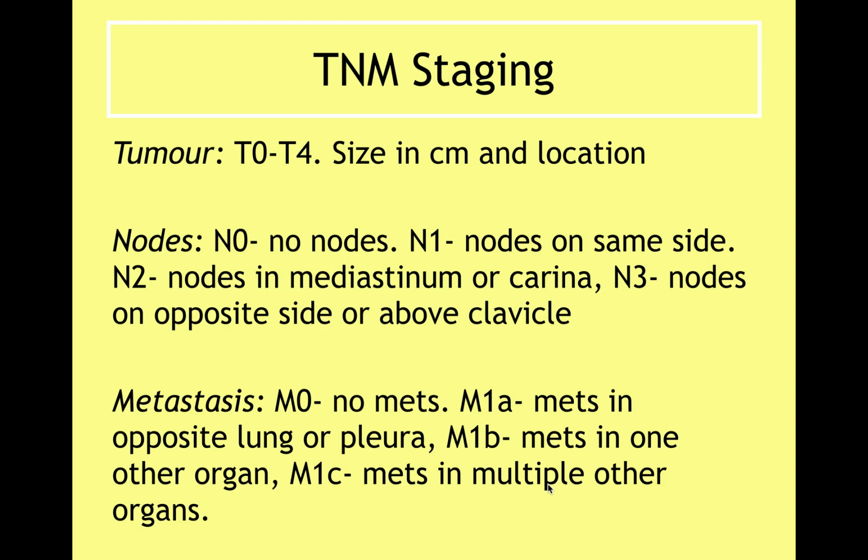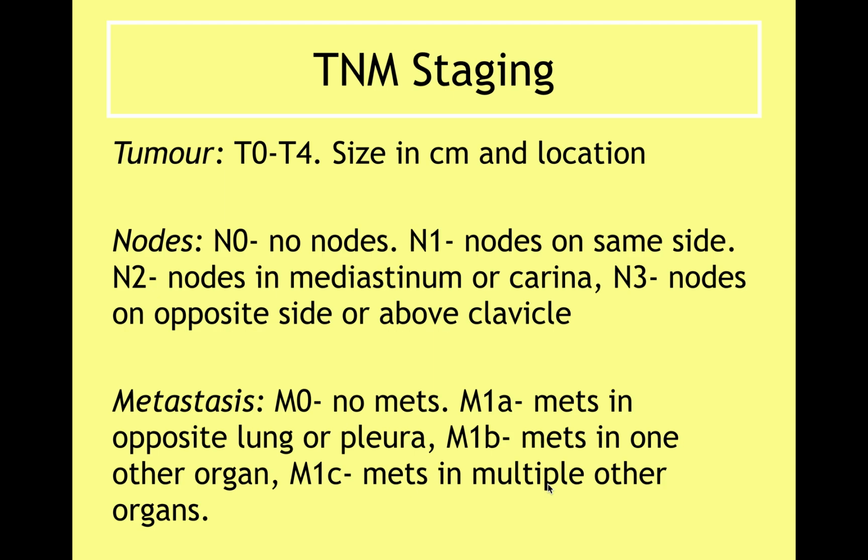depending on its size. T2 is normally between 3 to 5 centimetres, or it means it's spread into the pleura or the bronchus. T3 means it's bigger than 5 centimetres, or it's spread into the chest wall, or the pericardium, or it's affecting the phrenic nerve. And T4 means that it's above 7 centimetres, or it's in any other nearby organ, such as the diaphragm, esophagus, or trachea.